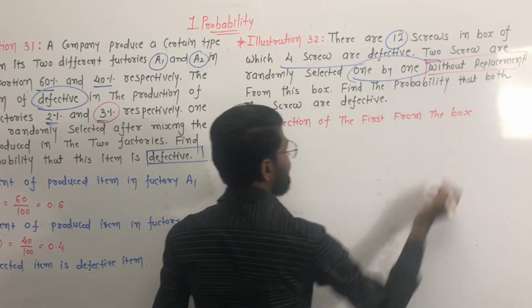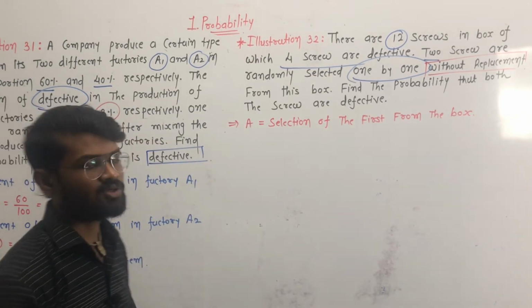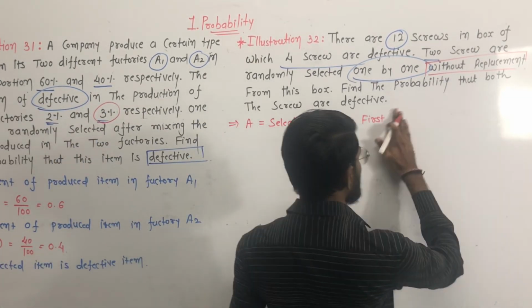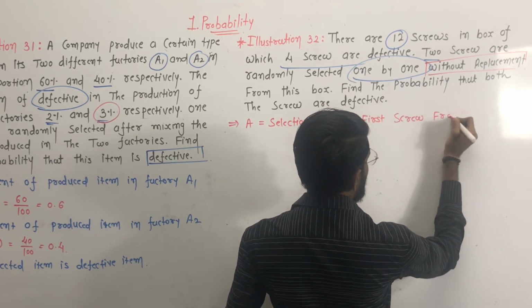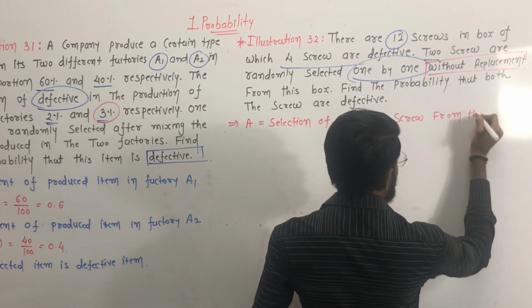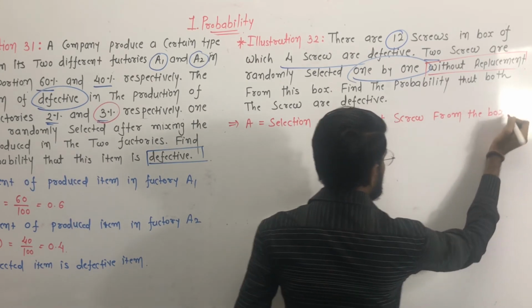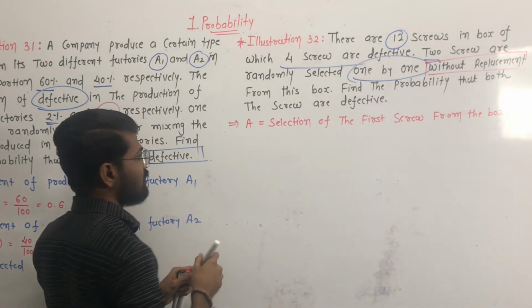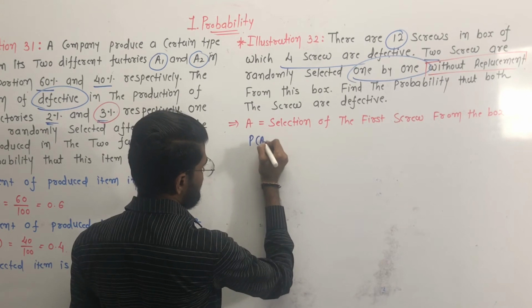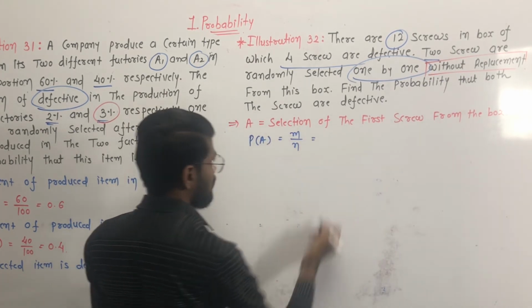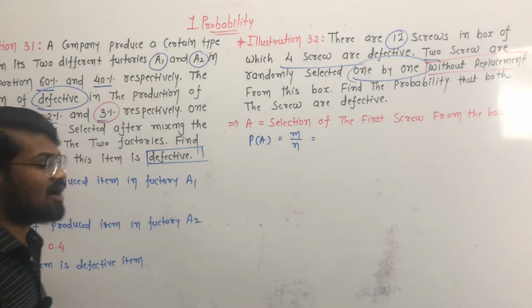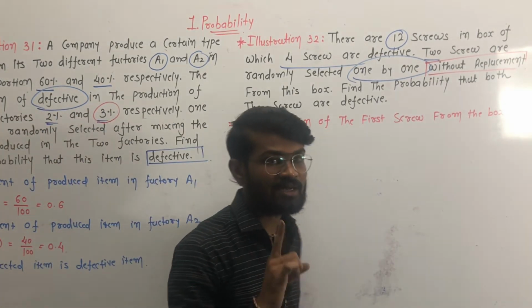Okay, and we can find the probability for the selection of the first screw. Yes, how can it be found? It is too simple. P of A is equal to m by n. M is equal to the total number of favorable outcomes. Yes, and how many will it be? We have to select one screw.